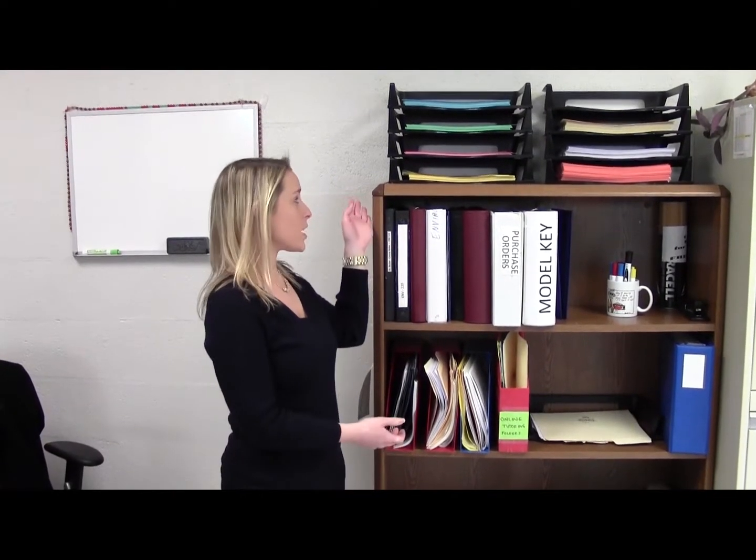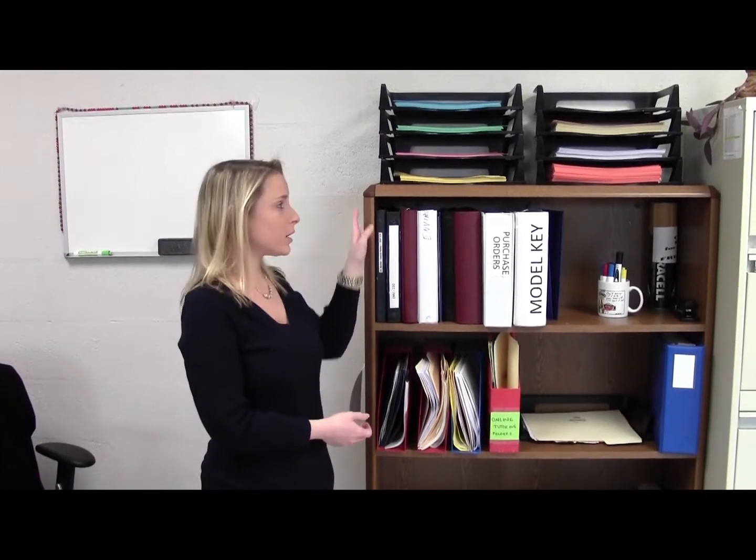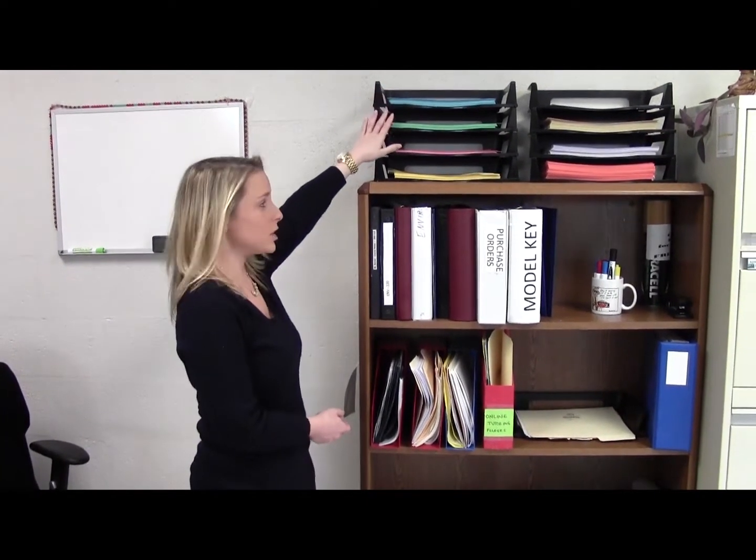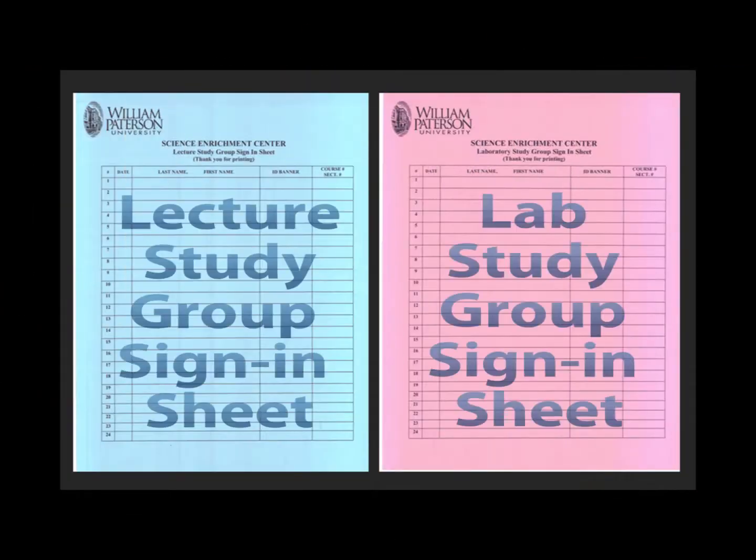Study group session sign-in sheets as well as coupons are located here at the front desk. As you can see, each sheet is color-coded and has its own specific purpose. This will be explained to you now. Sign-in sheets are color-coded. Blue sheets are for lecture-based sessions and pink is for lab-based sessions. These sheets are used to record the student's attendance.